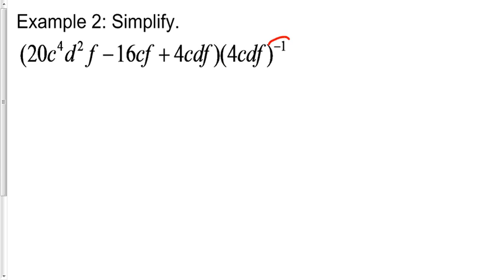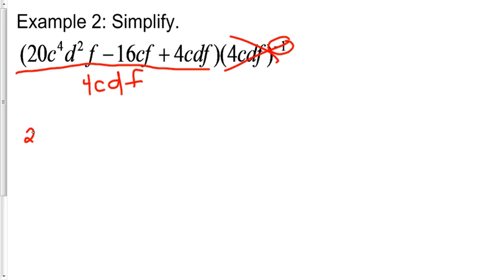Think about this negative first power. If we were to rewrite this as a fraction, you would put 4cdf in the denominator. 4cdf to the positive first power in the denominator. So we can get rid of that negative exponent by simply moving 4cdf into the denominator of our fraction. Okay, so now each term in the numerator gets divided by 4cdf, and so I'm just going to rewrite it first as separate fractions so that I can work on simplifying them one at a time.